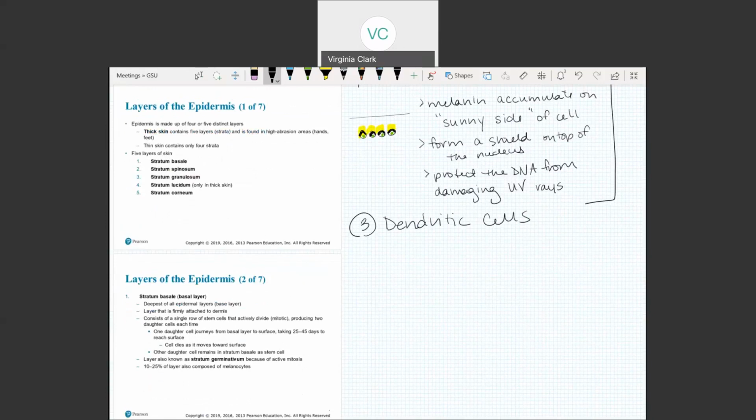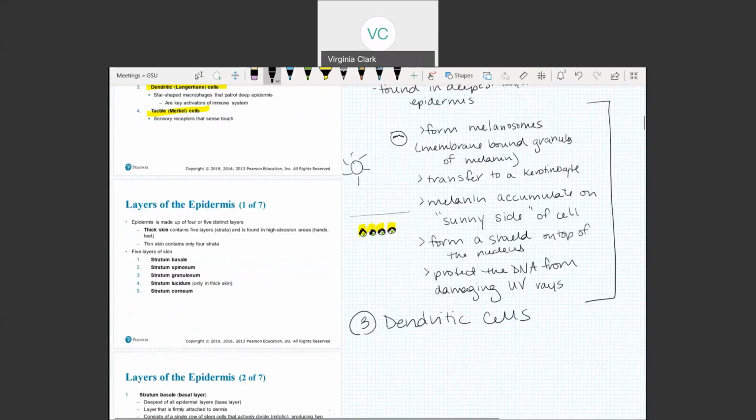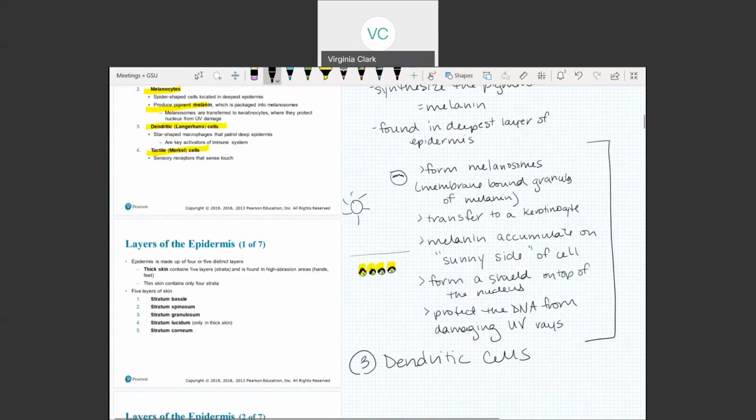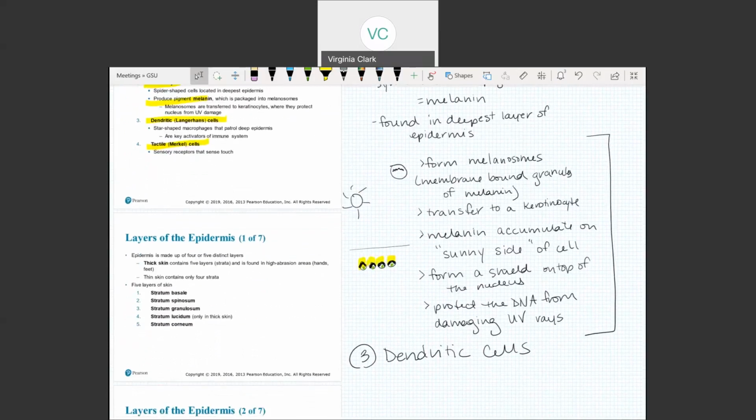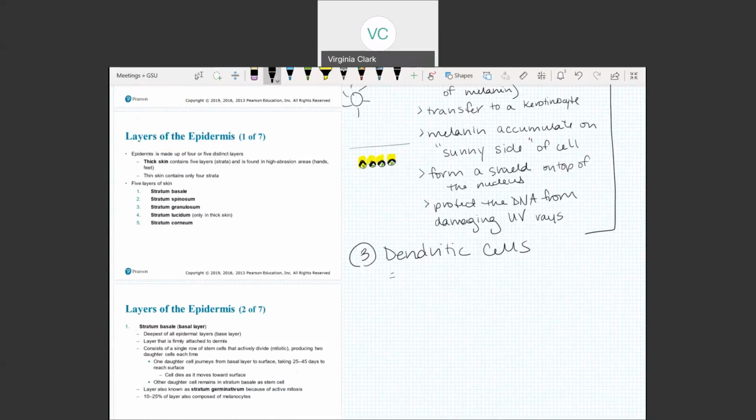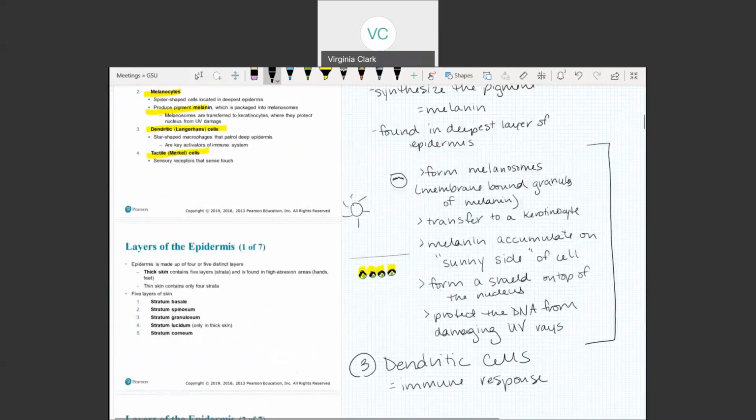This type of cell is a star-shaped cell, and it arises from our bone marrow and becomes part of our epidermis. What they are key responsible for on our skin is an immune response. So these act as kind of an immune defender on our skin. That's our first round of immune protection, the dendritic cells on our skin.